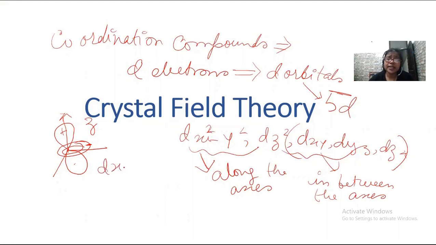Similarly, if we see dxy orbital, we'll see that if this is my x-axis and this is my y-axis, it is present in between this x and y-axis. Hence, this is dxy orbital. Okay. Now, the next thing we have to know here is the metal and ligand interactions.